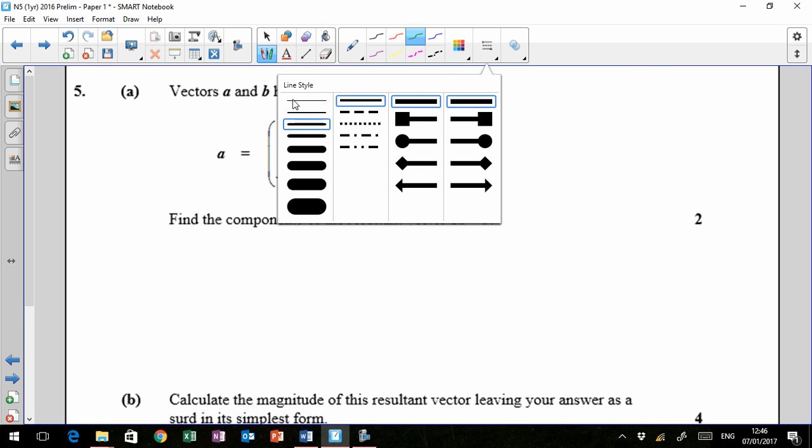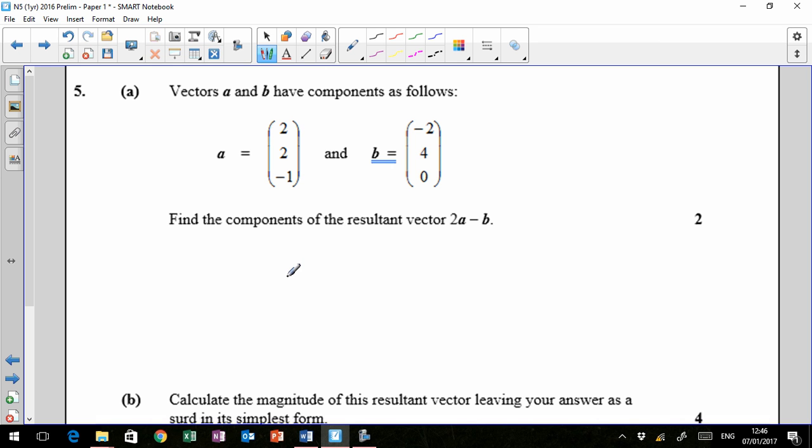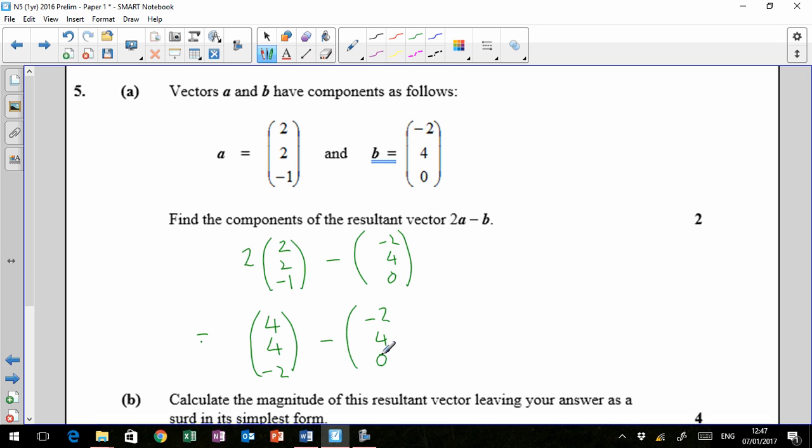Okay, question 5, vector components. Find the component of the resulting vector 2a minus b. So I'm doing 2 times 2, 2, minus 1, take away minus 2, 4, 0. So that 2 times that vector is 4, 4, minus 2. And then I'm subtracting minus 2, 4, 0. So 4 subtract negative 2 is 6, 4 take away 4 is 0, and negative 2 subtract 0 is negative 2.